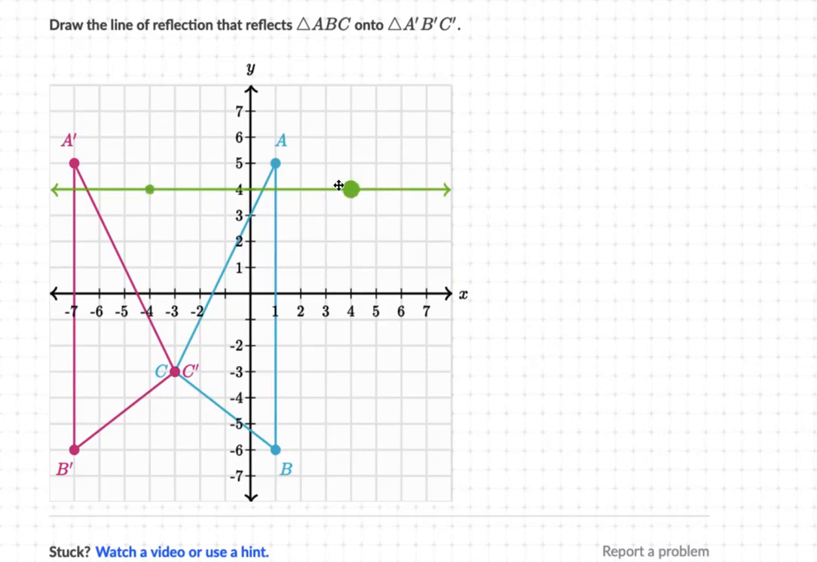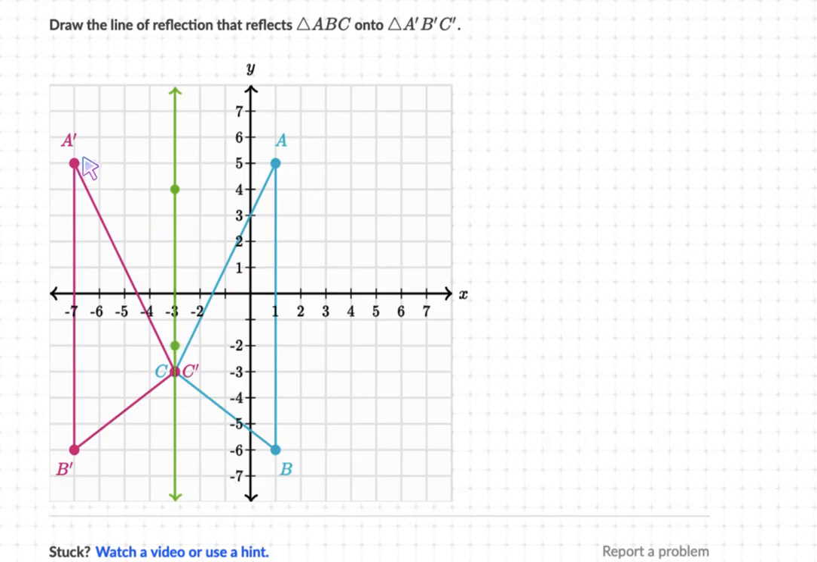All right, you should have gotten this as your answer. Because if you notice, C and C prime, they are on that same point. They didn't change. Whenever you see that, that should be a hint that it's actually on the line. And then it's basically like it just flipped over without any distance between the line of reflection and those points.